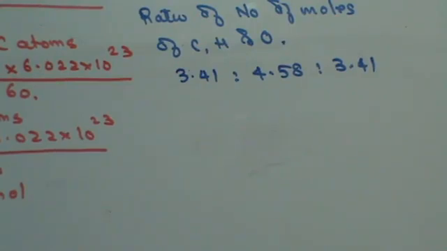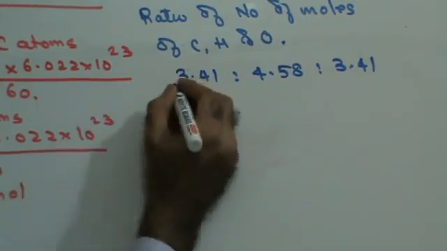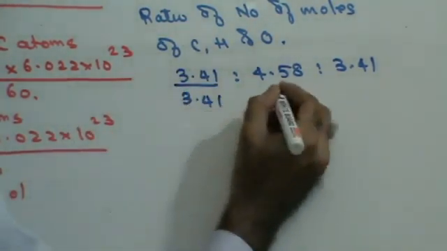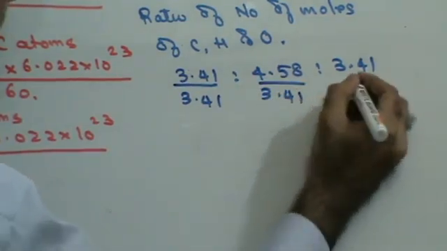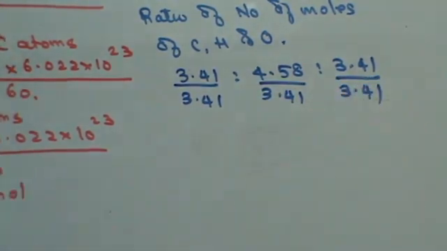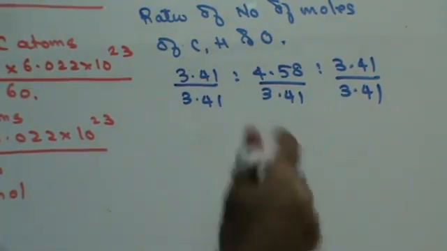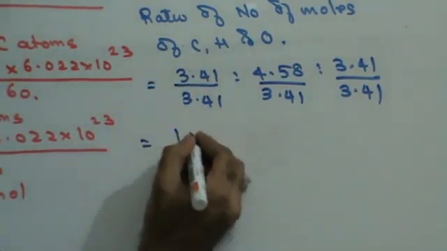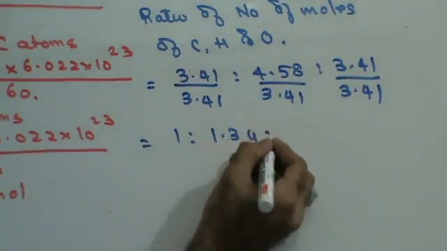Here, two numbers are same. Otherwise, out of the three numbers, whichever is the smallest number, you divide by the smallest number. That means you will divide by 3.41, 3.41, 3.41. You are going to divide all the three numbers by 3.41. In which case, you will get this ratio as 1:1.34:1.